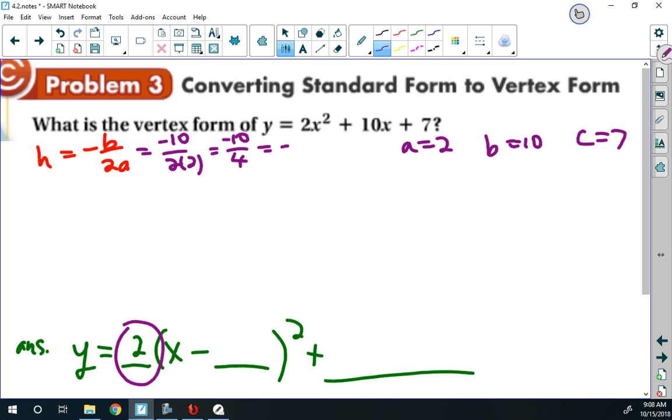That's going to be negative 5 over 2, negative 5 halves. Okay, so I'm going to have minus 5 halves in there. That's kind of weird. It's not common for us to write minus. Maybe we should fix that. We will later.